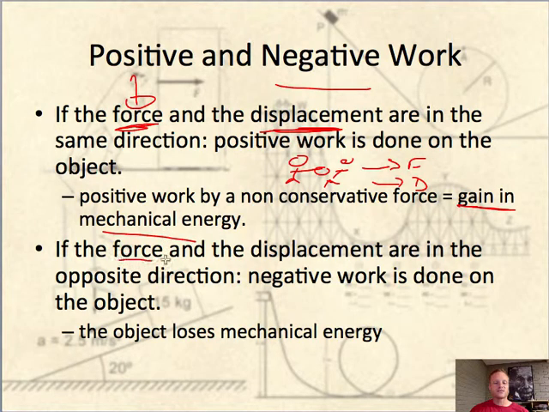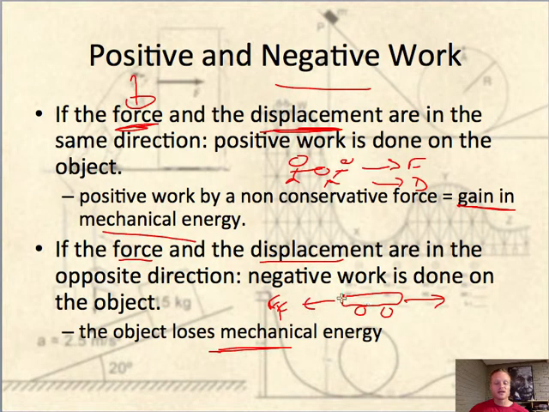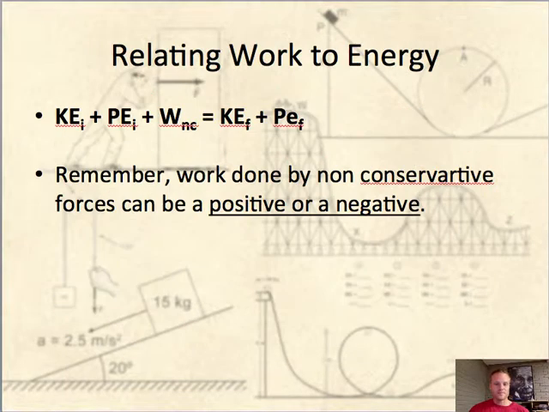Basically, negative work is if the force and the displacement are in opposite directions, negative work is done on the object, and the object loses mechanical energy. An example of this would be a car. I'm not a good drawer, but here's a car and it's moving this direction and it applies its brakes. And so the force of friction is going to oppose the motion of this car. The displacement's to the right, the force is to the left, and so you'd have negative work being done on this car. That'd be an example of negative work.